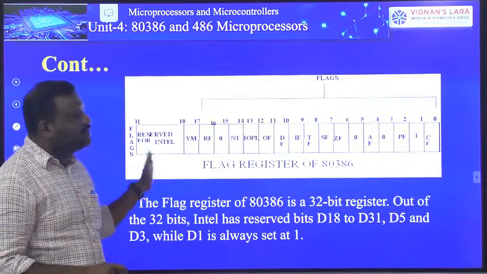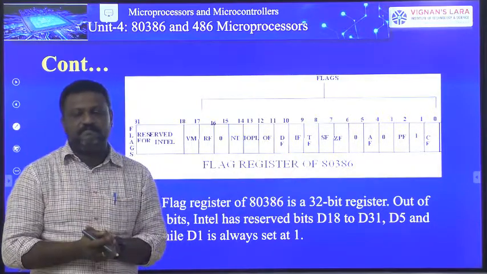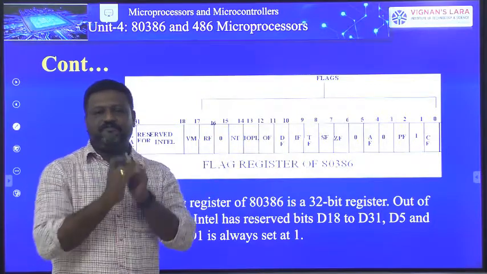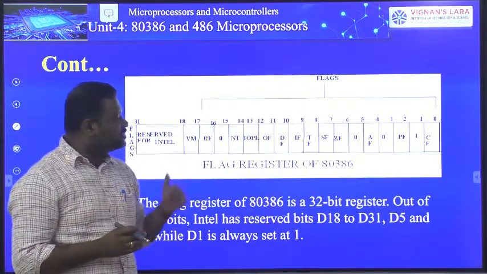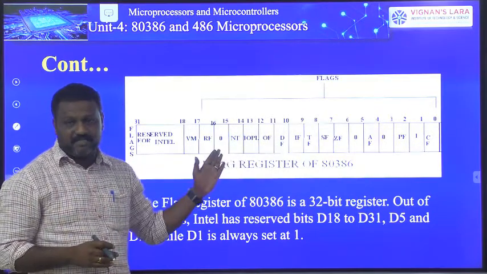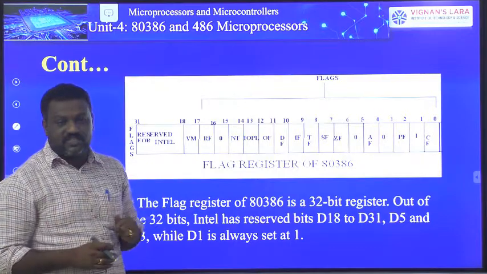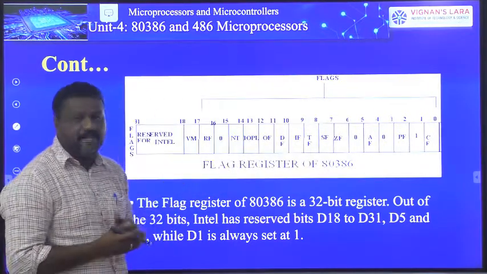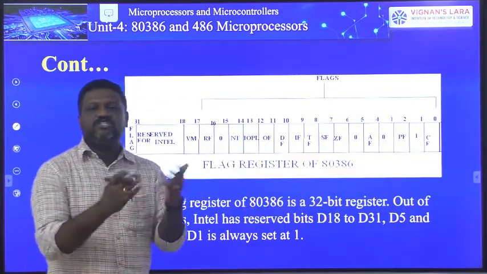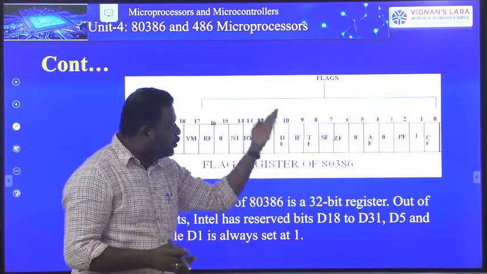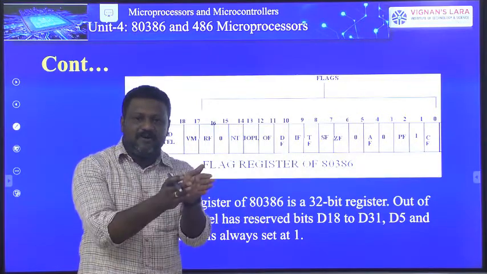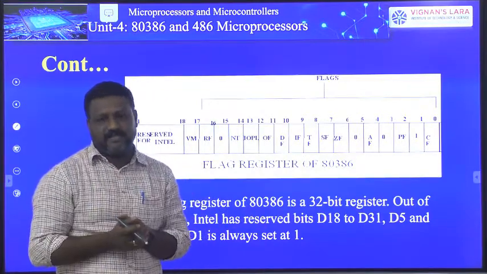The 80386 has a total 32-bit flag register. This is what we can call the E-flag register, that means extended flag register. In this case, the least significant 16 bits, from 0 to 15, are considered the least significant 16 bits of my flag register, which consist of all 8086 flags along with some of the 80286 flags.